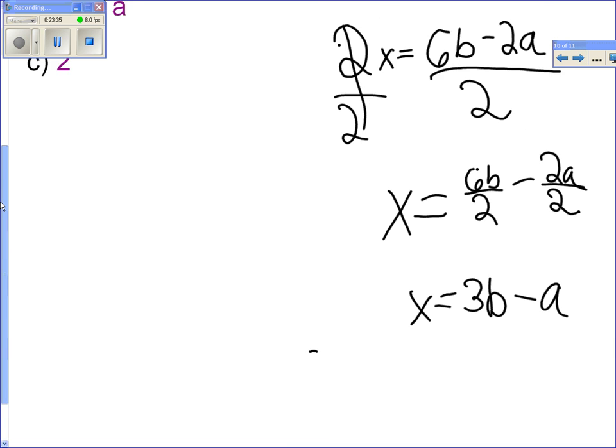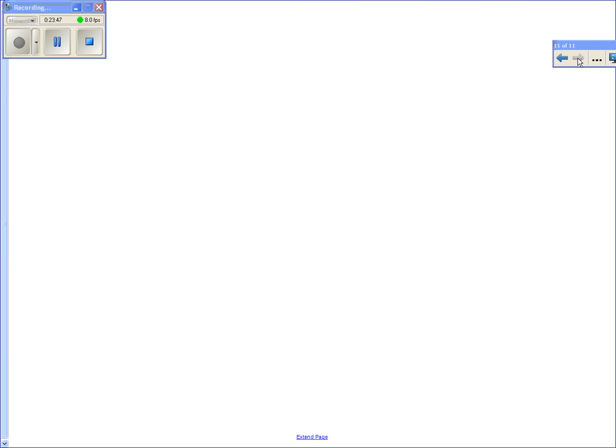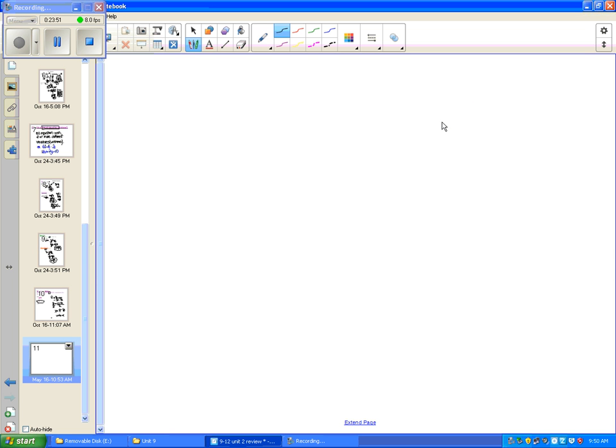So if I go back up, since this was a multiple choice question, I'd choose choice B. It would be 3b minus a. And that's what x would equal. All right, I think we have one more example. No, we are actually done. So there was your Unit 2 review.